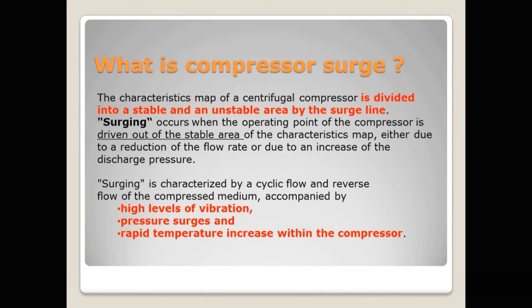To explain it graphically, we take the compressor performance curve, and the surge line divides the entire map into two areas. On the right of the surge line, we have the stable region of operation, and on the left, we have the unstable region. In the unstable region, that's the surge area. If the compressor is operated there, it can result in high temperature, high vibration, and ultimately damage of the compressor.